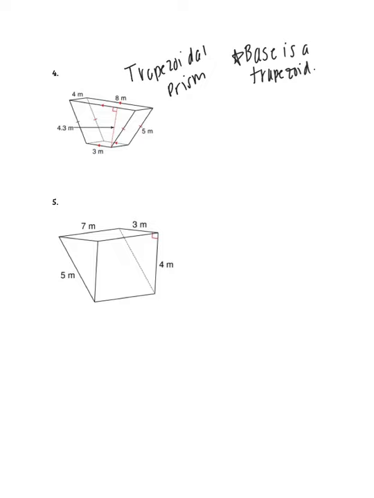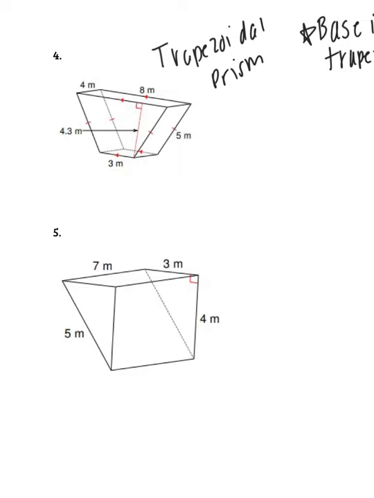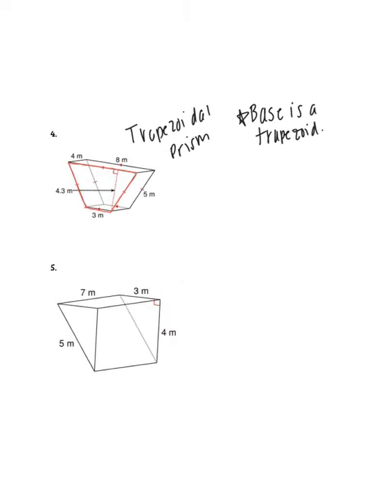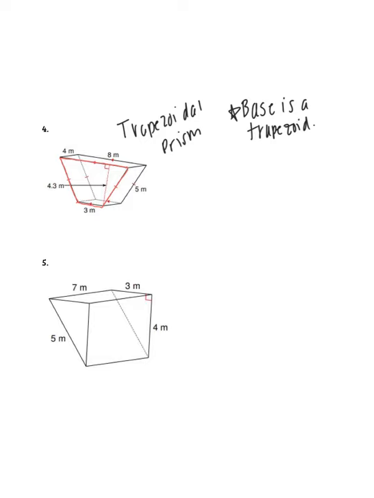If you look at this really, really closely, and I'll use a different color, what you'll see is that the base of this prism is a trapezoid. Because it's a prism, we just need to follow our volume for prisms. It's in general the same thing we did for the rectangular prism, which is volume equals the area of the base times the height of the prism.